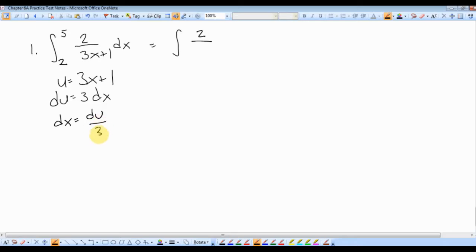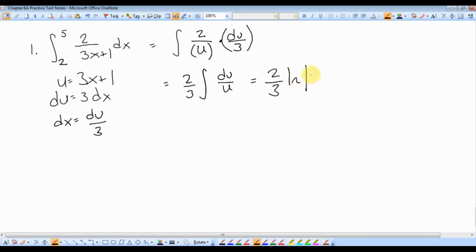You're right, du over 3. That's going to be 2 over u times du over 3. All right, so that is 2/3 antiderivative of du over u, which is equal to 2/3 natural log of the absolute value of u plus constant.